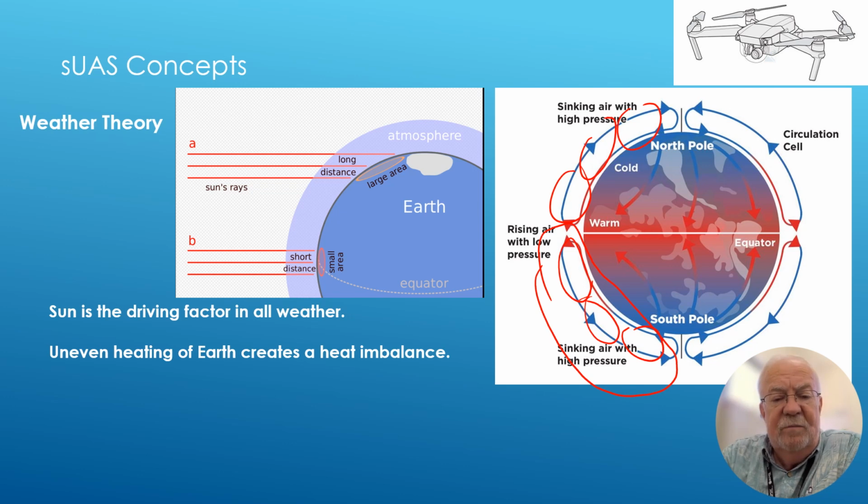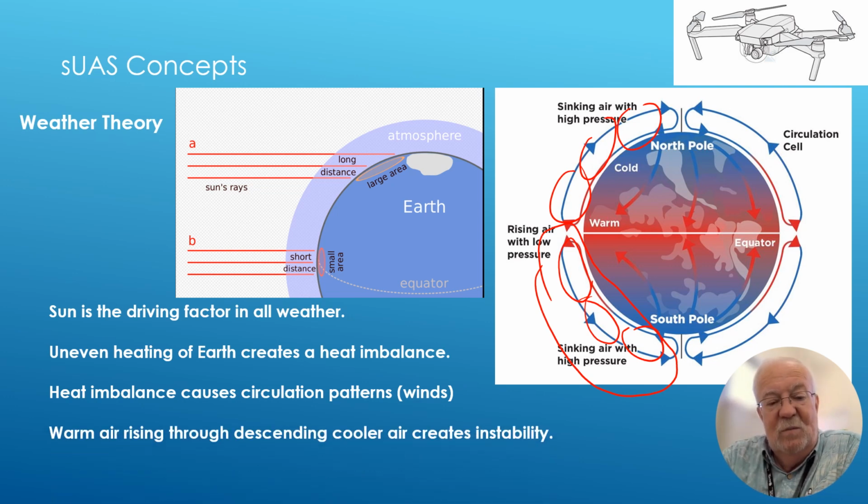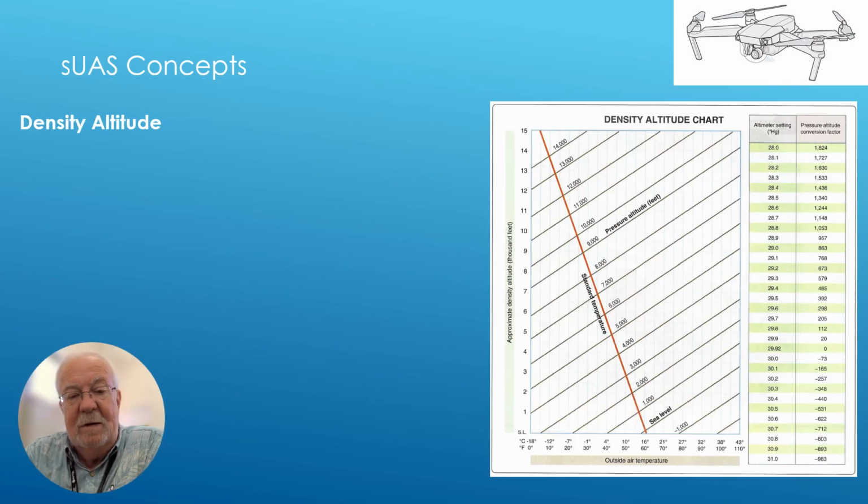Uneven heating creates the heat imbalance. Heat imbalance causes circulation patterns, which we call wind. Warm air rising through descending cooler air creates instability.